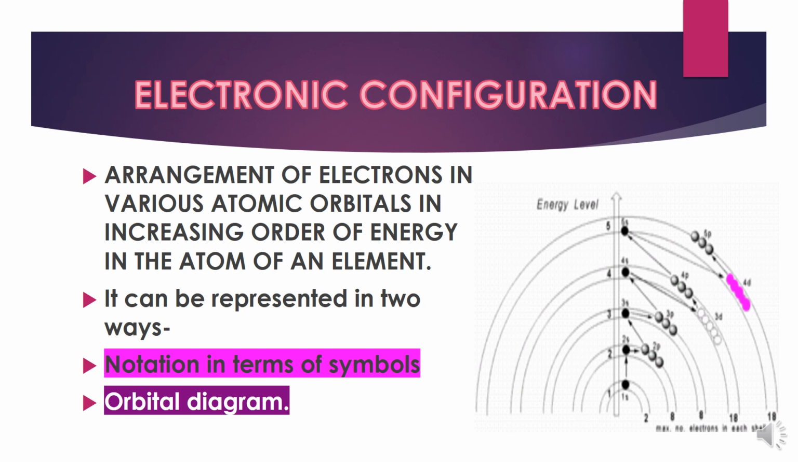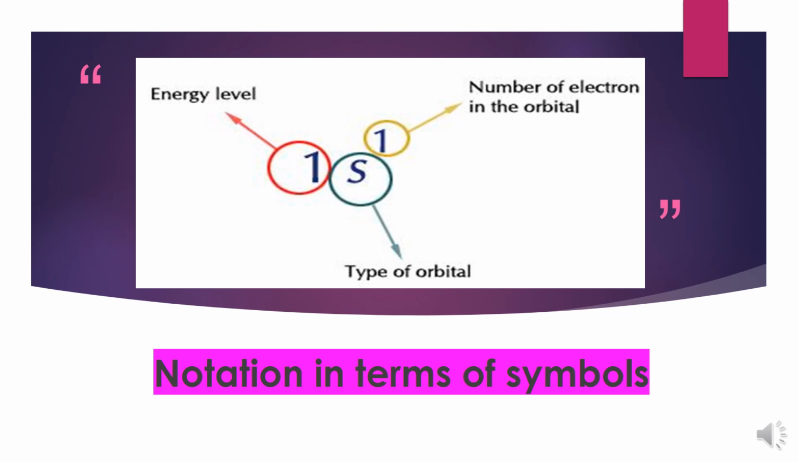So the arrangement of electrons in these various atomic orbitals in increasing order of energy in an atom is called its electronic configuration, and electronic configuration can be represented in two ways. Let us see what these two ways are. Firstly, you can write symbols, where first we need to write the symbol of an element, then we write its electronic configuration in this way.